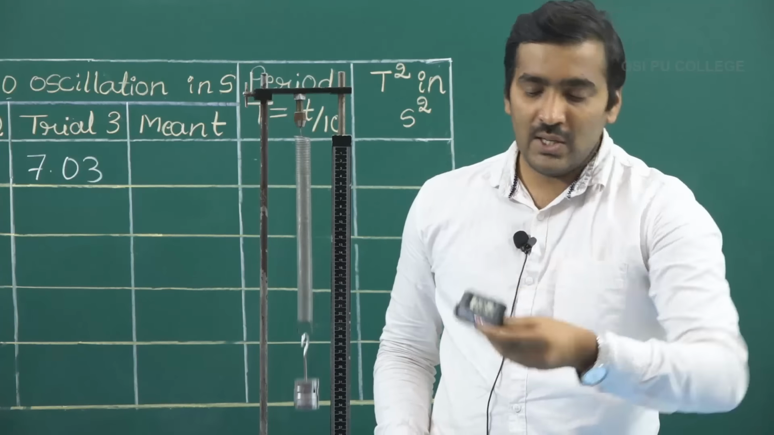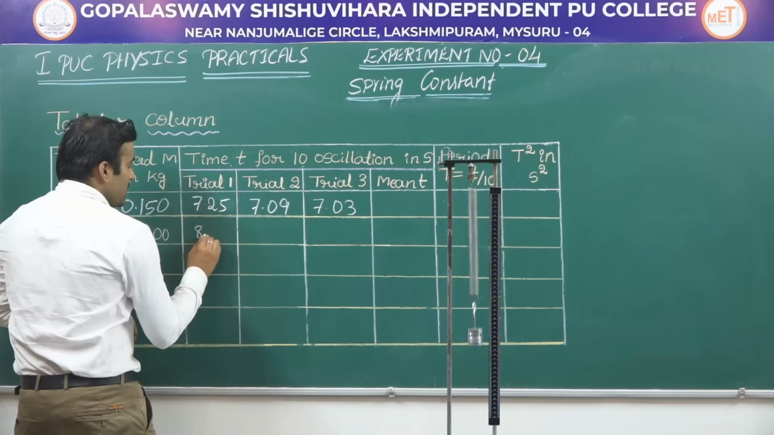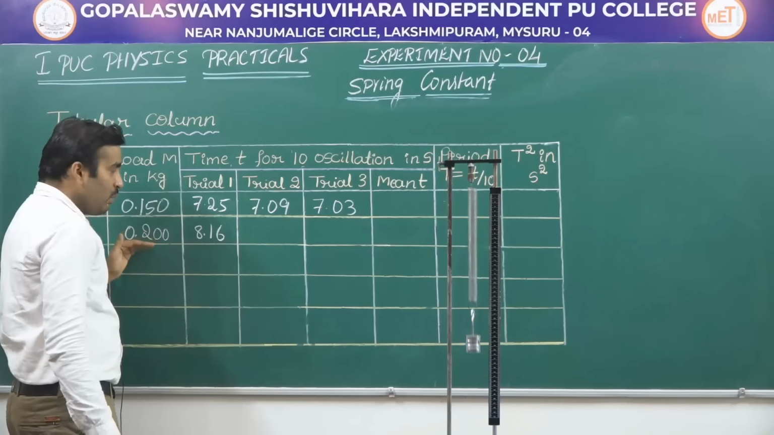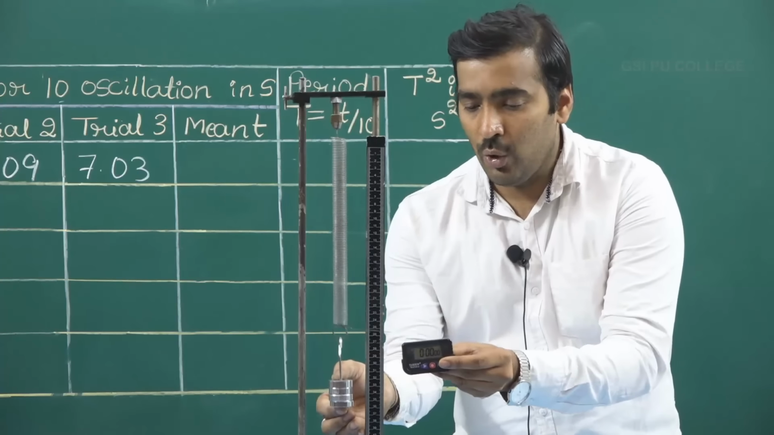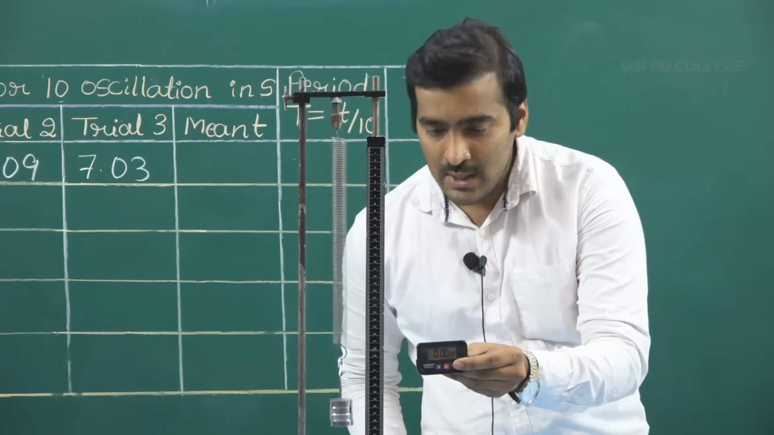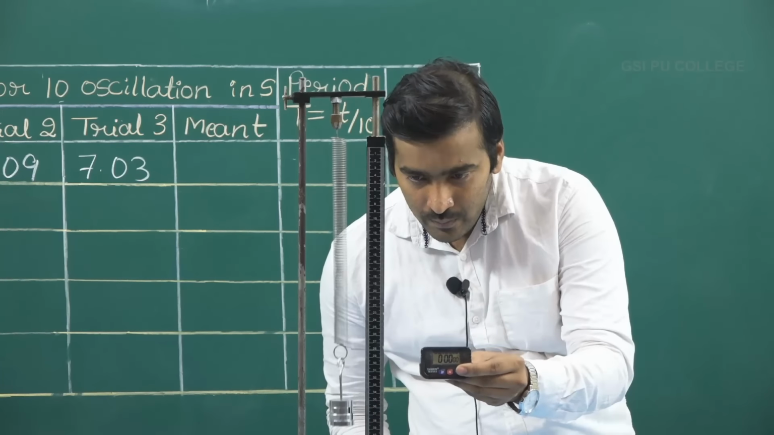Now the time taken is 8.16 seconds. Let me tabulate this. This is 8.16 seconds. Now for the same load, let us perform the second trial. Again, we will pull the load. Now the spring is performing vertical oscillations. Count time taken for 10 oscillations.